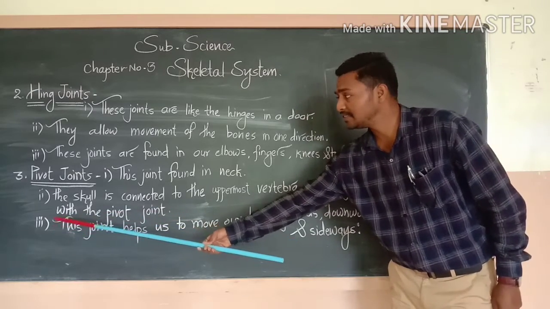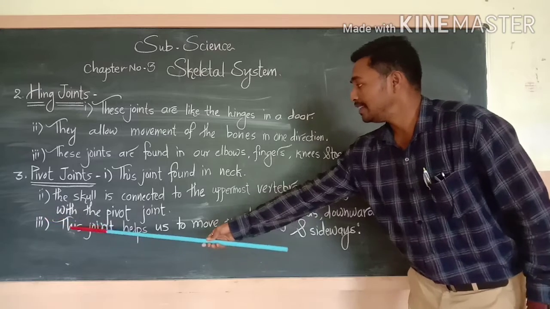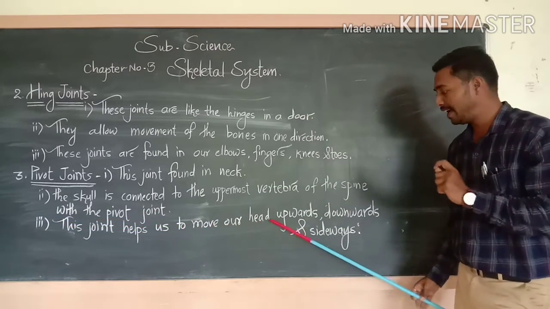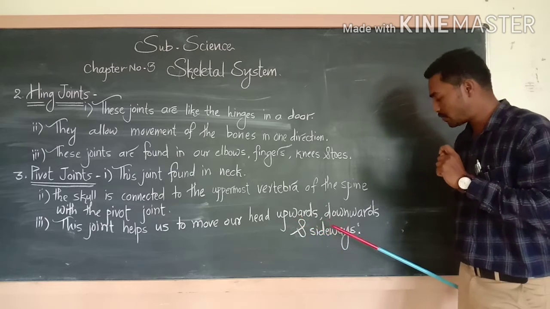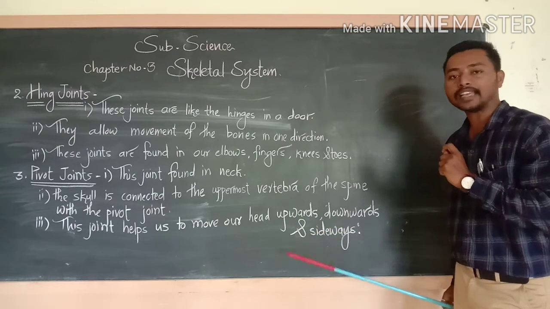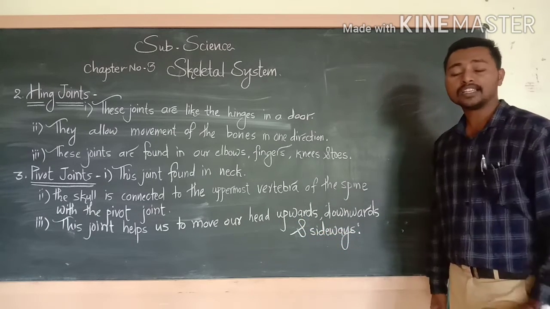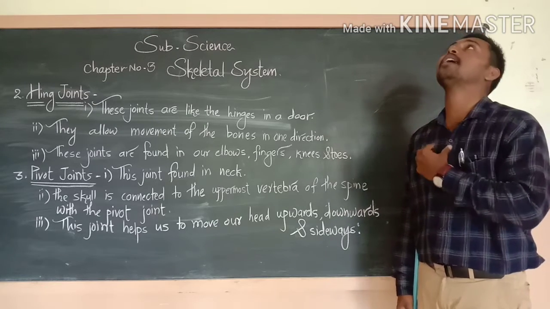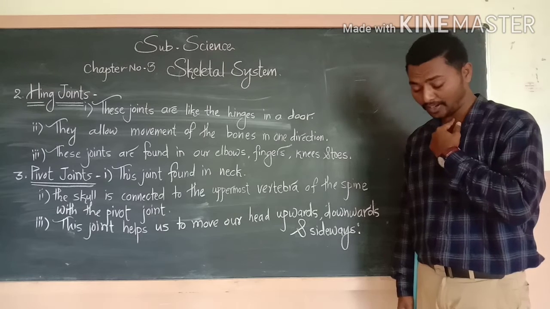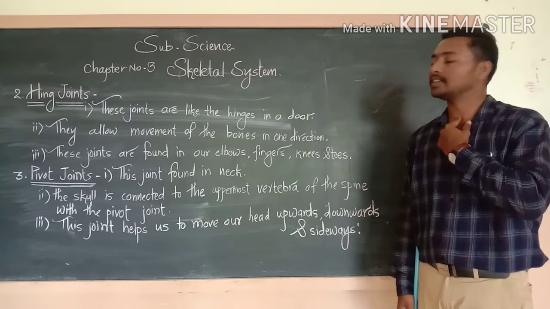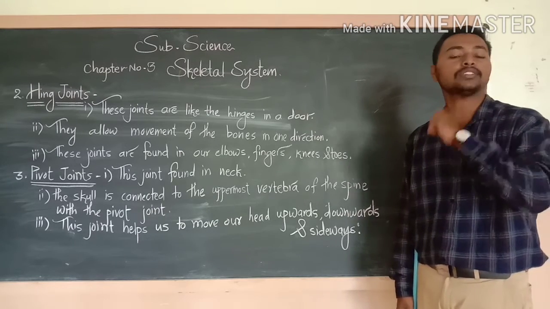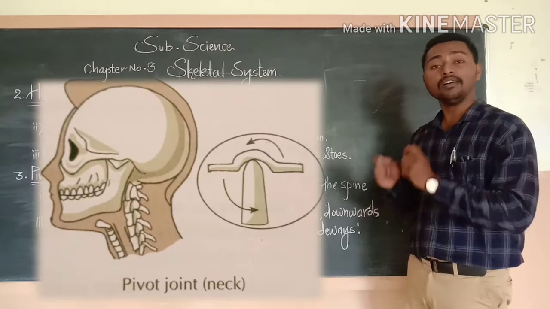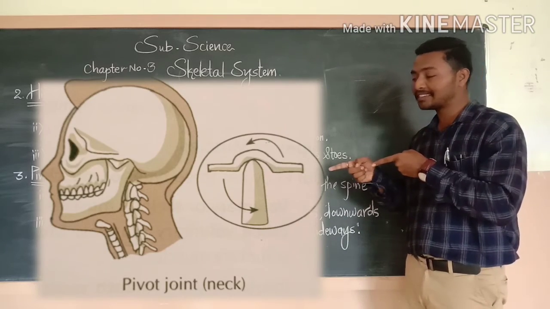Third point, this joint helps us to move our head upward as well as downward and sideways. Due to the presence of the pivot joint in our neck, we can move our neck in an upward direction as well as in a downward direction as well as in both sideways directions. Observe the diagram showing the pivot joints.